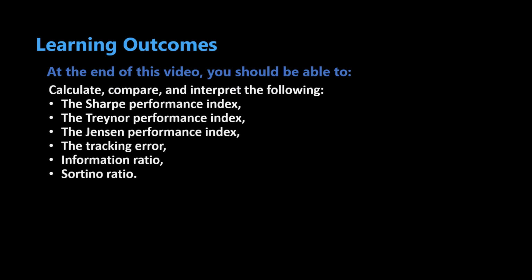Before we dive into the topic, let me walk you through what you will be able to do by the end of this video. You will be able to calculate, compare, and interpret all of the following ratios: the Sharpe Performance Index, the Treynor Performance Index, Jensen's Alpha, the tracking error, the Information Ratio, and the Sortino Ratio. You will also learn alternative ratios such as the modified Sharpe Ratio and M-squared, otherwise called the Modigliani measure. These are all testable quantitative learning outcomes directly from the FRM Part I syllabus.